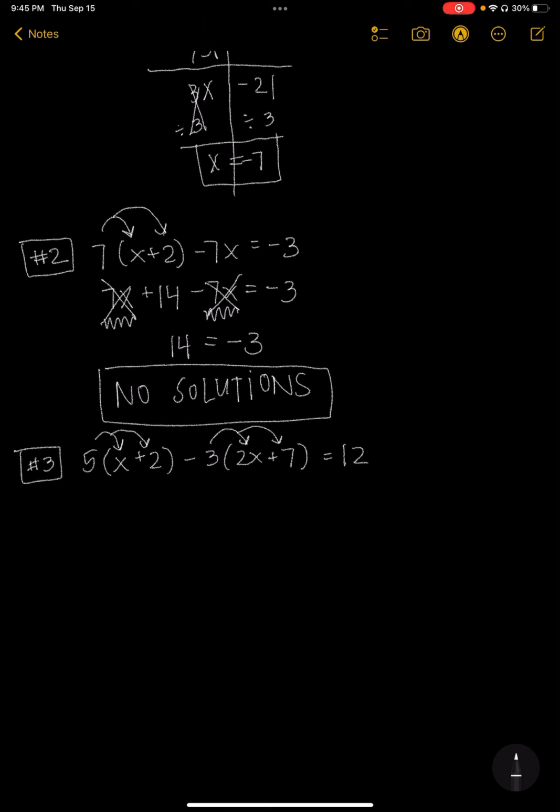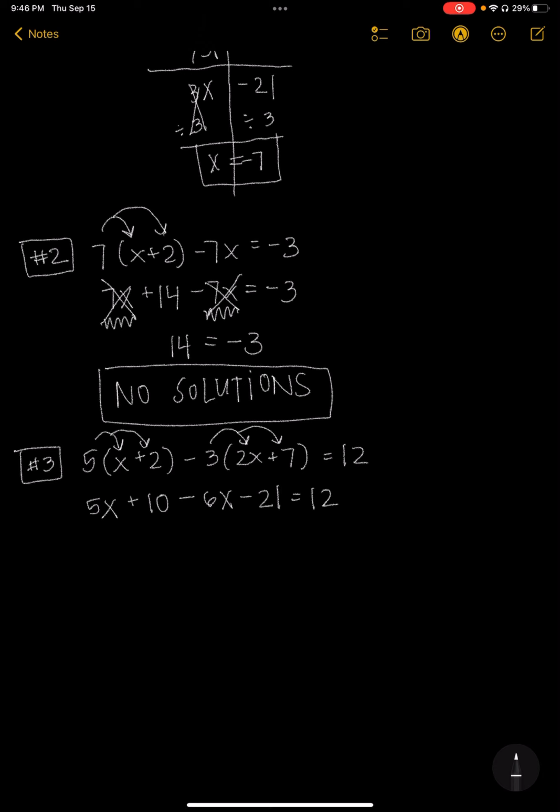All right, so let's start with the 5 first. 5 times x is just 5x. Then we've got 5 times 2, which gives me 10. Now, when we distribute the 3, we're not going to just distribute 3. We're going to distribute negative 3. The reason why we distribute negative 3 is because that 3 is negative. So negative 3 times 2x gives me negative 6x. And then negative 3 times 7 gives me negative 21. And that equals 12. All right.